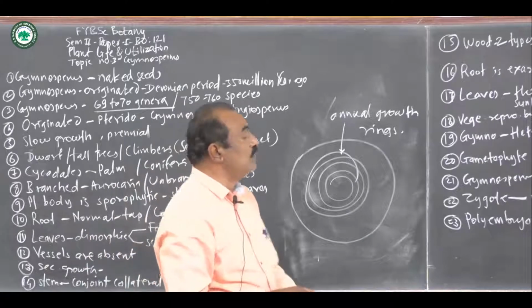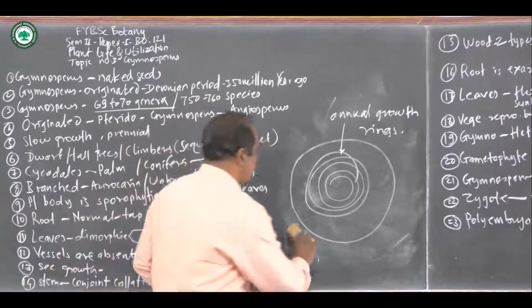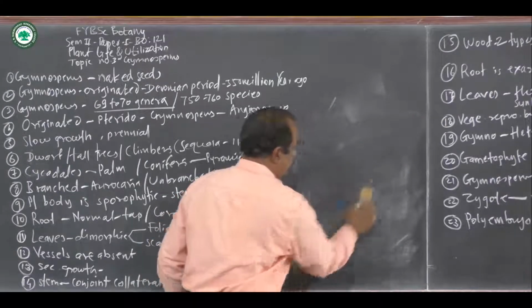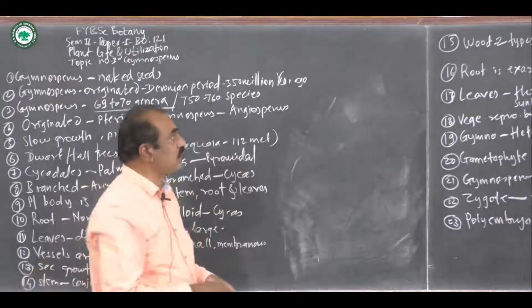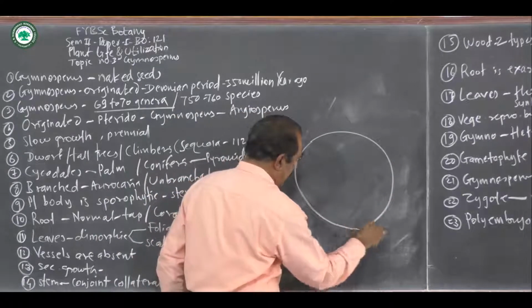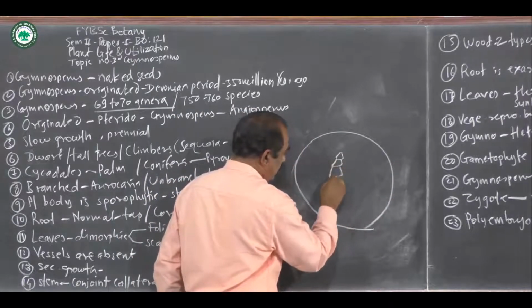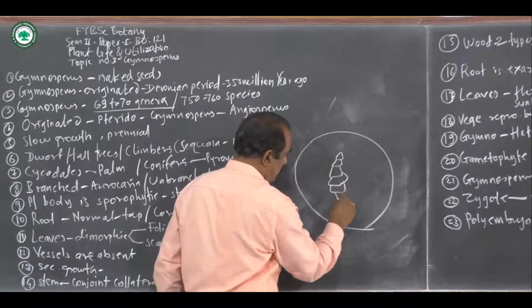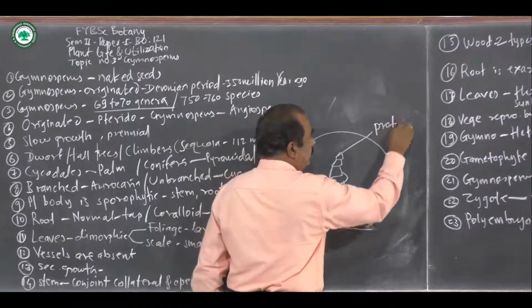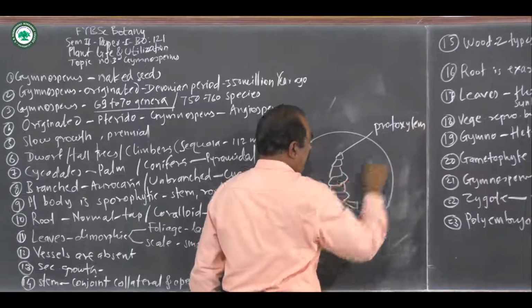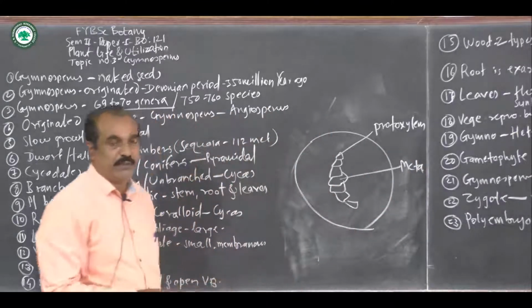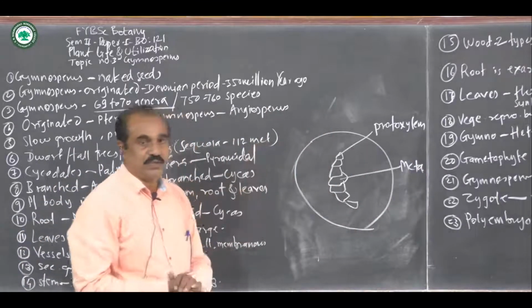Now next, the root is exarch. That means here in the root system, protoxylem is toward the periphery. It is diarch, triarch or tetrarch also. That means it is like this. This is the protoxylem and this is the metaxylem. That means protoxylem is toward the periphery, so it is called exarch.